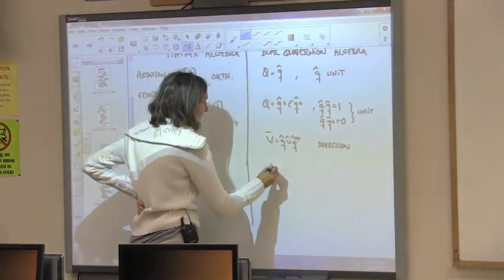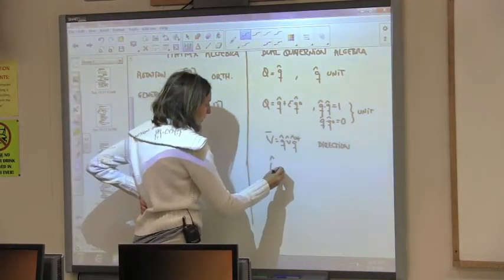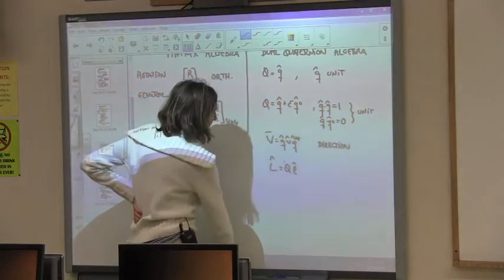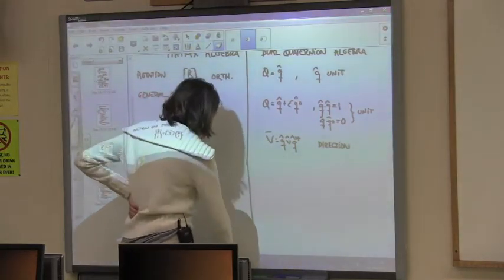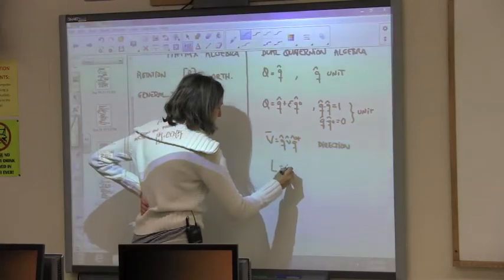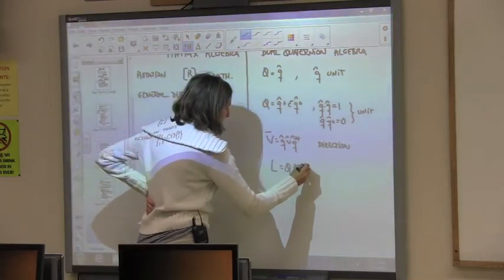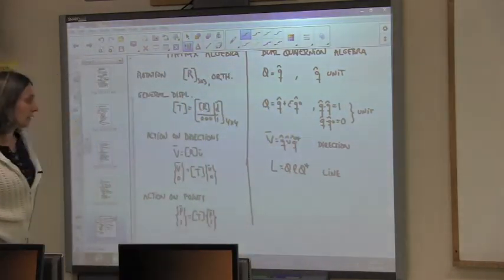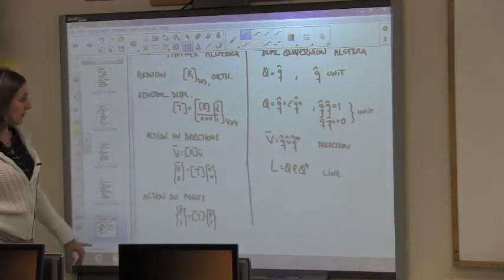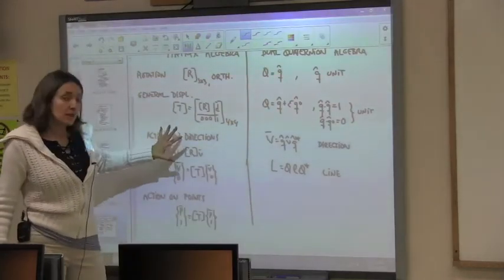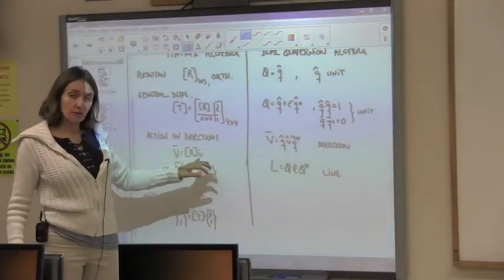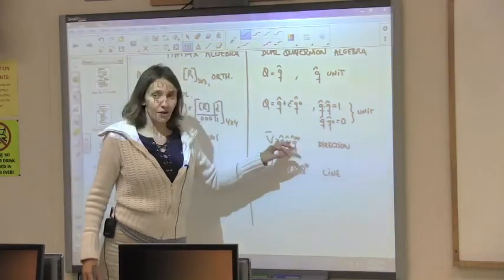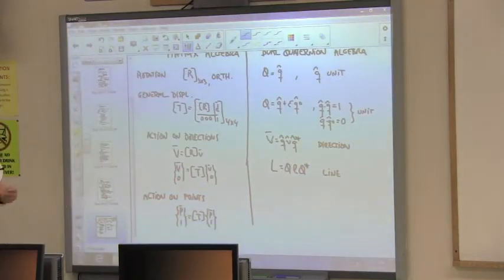For a line, L will be equal to Q. I didn't put the hats, so let me just not put the hats. L equals Q L Q conjugate. So that gives you the motion of a line. And you can also move points and other stuff, but the difference is that in the matrix algebra, you have the right multiplication to transform stuff. In the dual quaternion algebra, you have this conjugation that you have to do, okay?